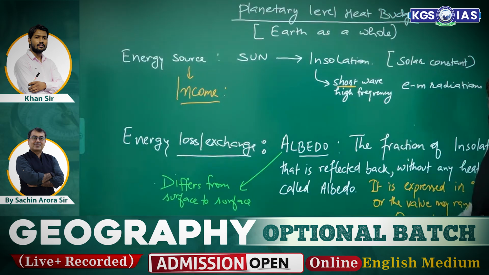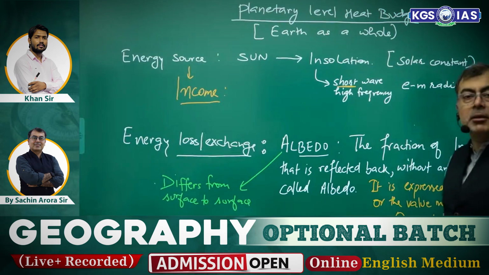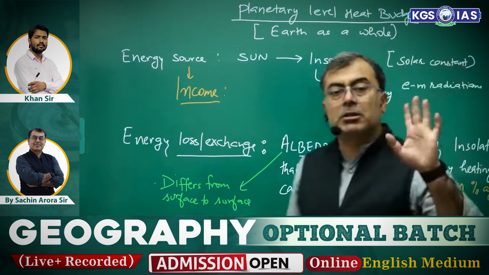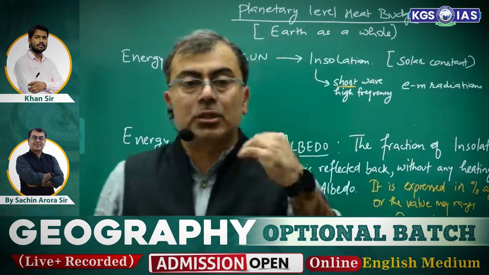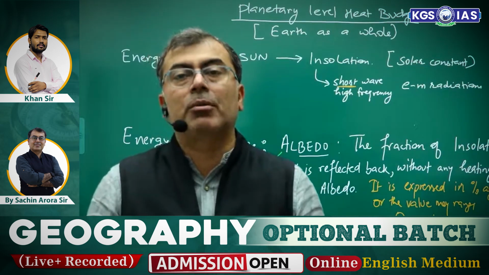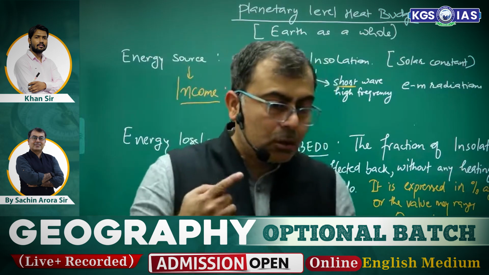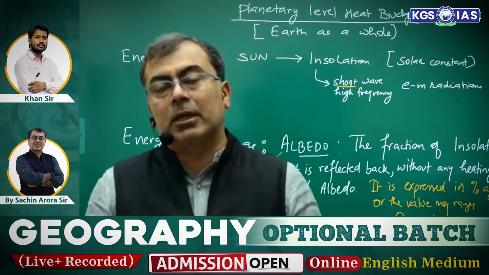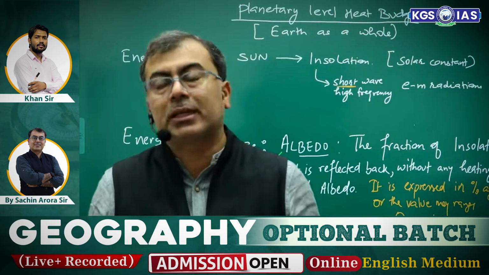And a perfect black body, what will it do? It will absorb everything. उसका albedo कितना होगा? Albedo is 0. 0 albedo means कुछ नहीं भेजा. Albedo means about how much you reflect. So this perfect black body or a white body does not exist.